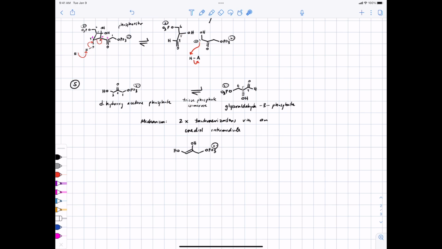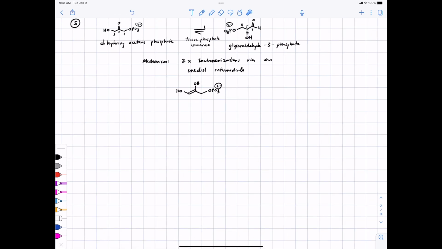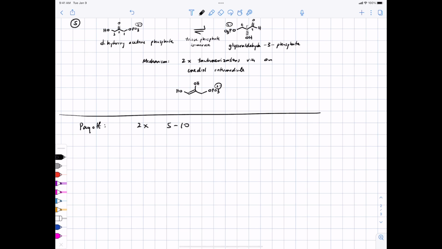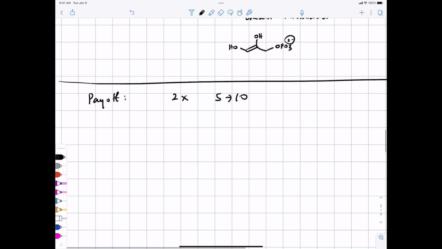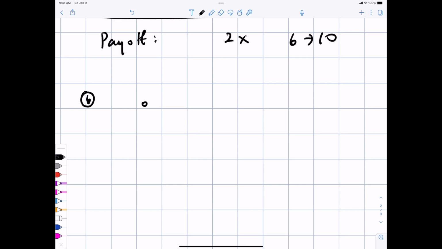All right, let's recoup our investment, get a little bit of a payoff. From this point on, everything happens twice. Two times steps 6 through 10. So step 6 is one of the payoff steps. We're going to take glyceraldehyde 3-phosphate and we're going to oxidize it.